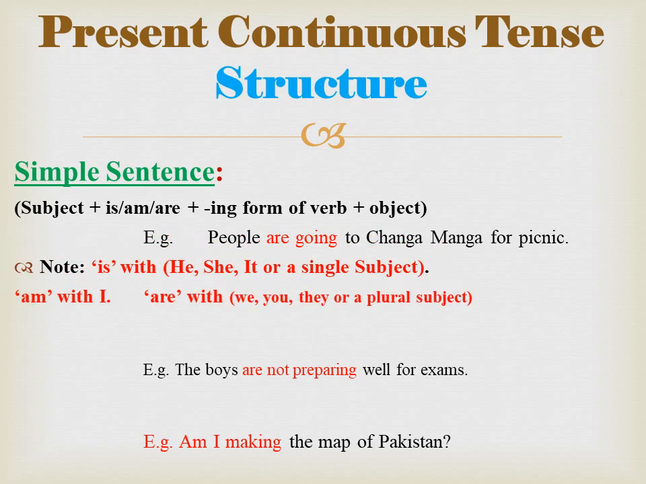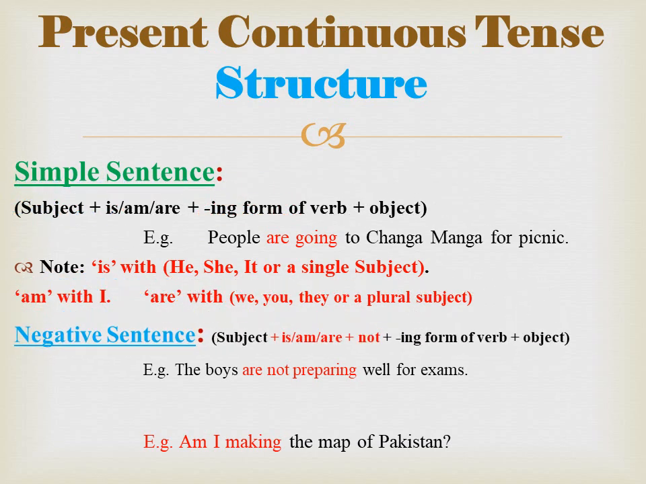Please note that we use is with the subject he, she, it or a single one. Am is used with I, whereas we use are if the subject is either we, you, they, or the plural subject. Now negative sentence: subject plus is, am, or are plus not and then ing form of a verb plus object. For example, the boys are not preparing well for exams.